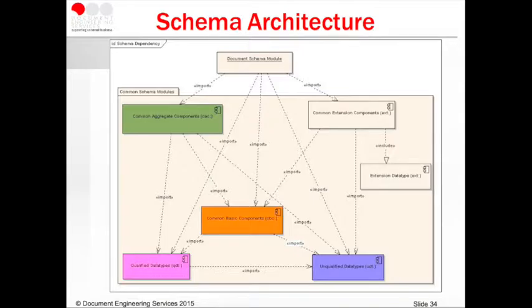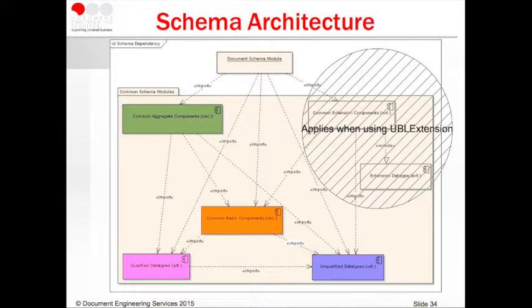The document model contains the common aggregate components and the common basic components. Basic components are made up of data types. In addition, there is an extension mechanism within UBL that's part of another presentation on customization. So for the moment, we'll ignore that element of the architecture.